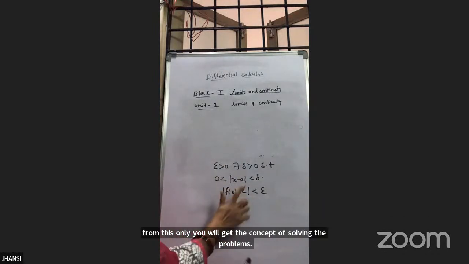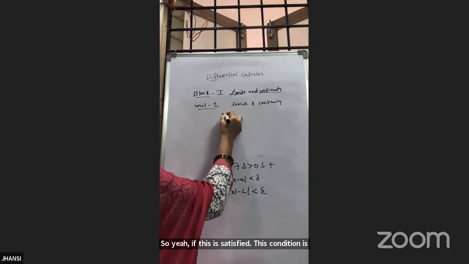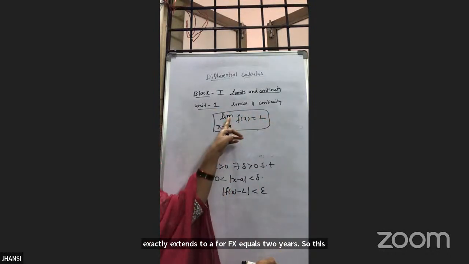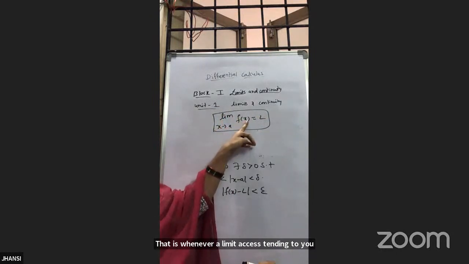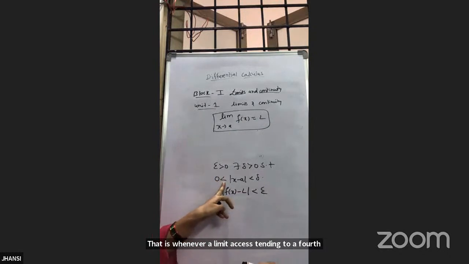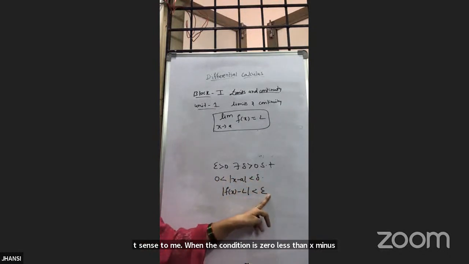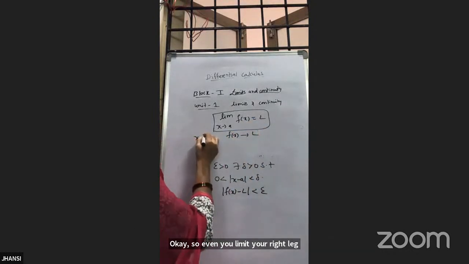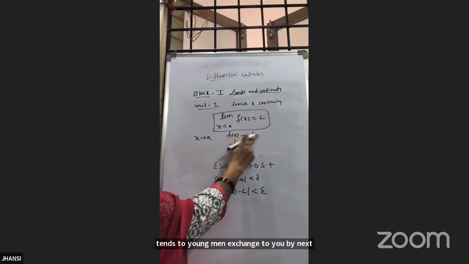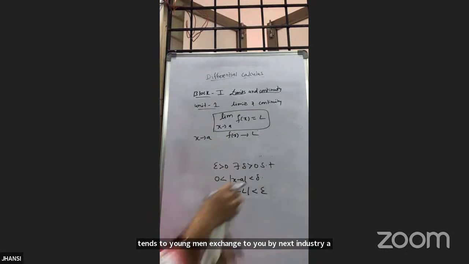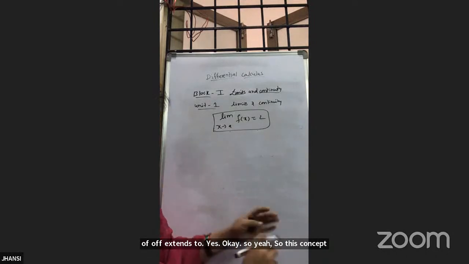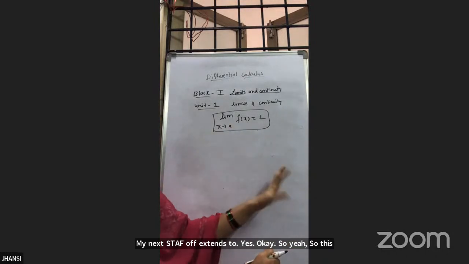If this condition is satisfied, we write it like this: limit as x tends to a of f of x equals L. This is the main formula of finding the limit. That is, whenever x is tending to a, f of x tends to L, when the condition 0 less than mod x minus a less than delta holds. Even the limit you can write like this: f of x tends to L when x tends to a. Whenever we solve the problems for the theorems, this concept is used, that is, 0 less than mod of x minus a.